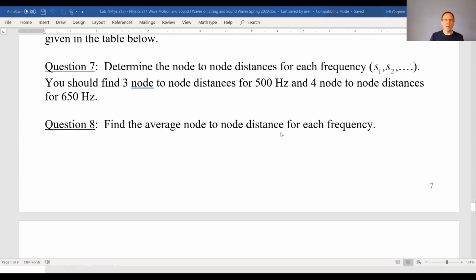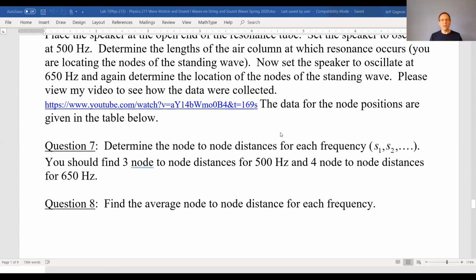So what you need to do, this is question 7, is determine the node-to-node distances for each frequency. So for the 500 hertz, you should find 3 node-to-node distances. And for the 650 hertz, you should find 4 node-to-node distances.